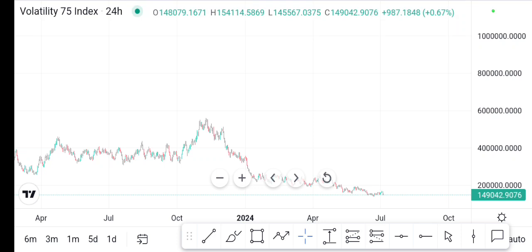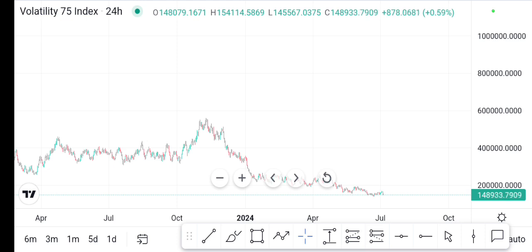So today we are going to be looking at how to analyze the Volatility 75 index as a step-by-step process. Make sure to stick around with me up to the end to understand how we do this. Let us dive into the process.